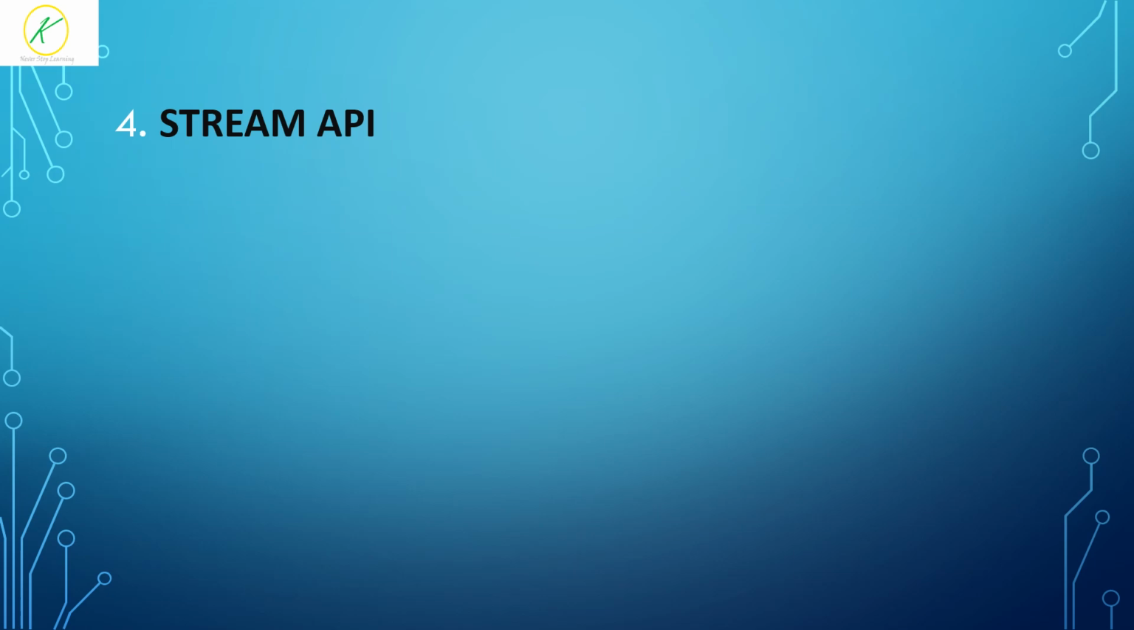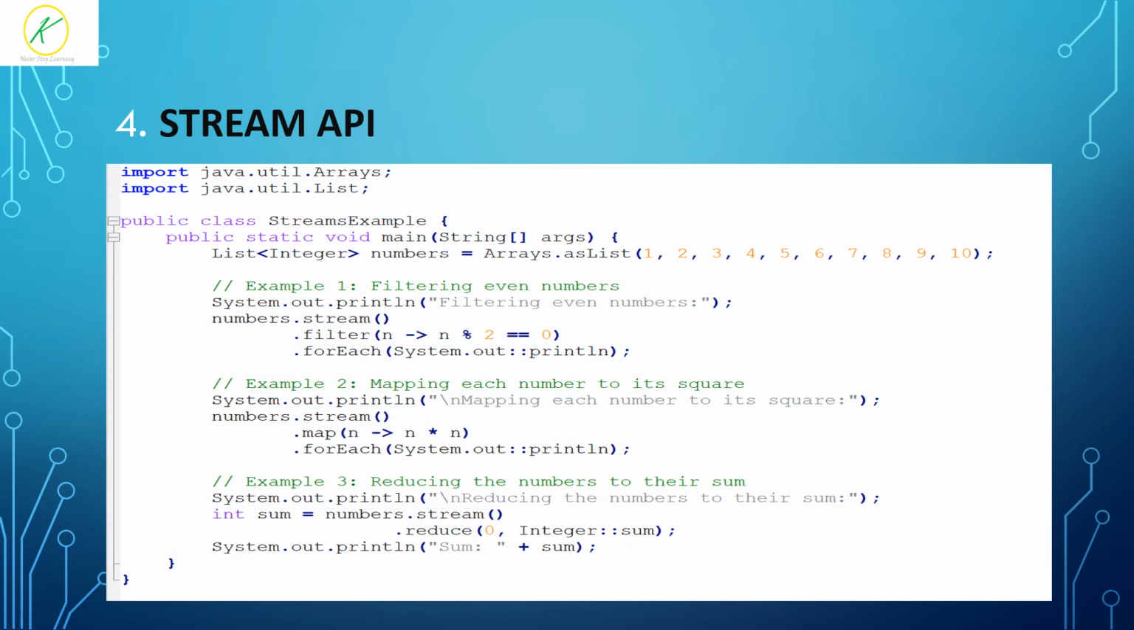Let's say we have a list of integers and we want to perform various operations on them using the Streams API. This code uses the filter intermediate operation to filter out even numbers from the list. This code uses the map intermediate operation to square each number in the list. This code uses the reduce terminal operation to calculate the sum of all the numbers in the list.